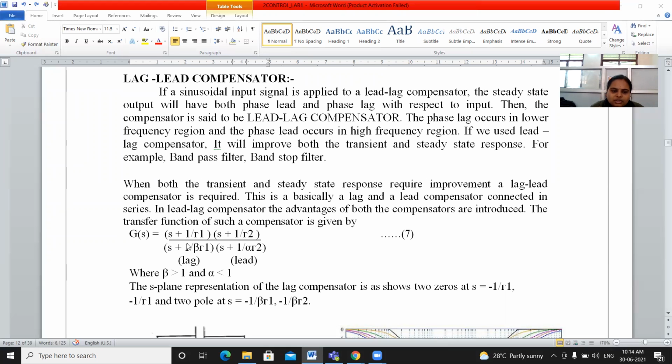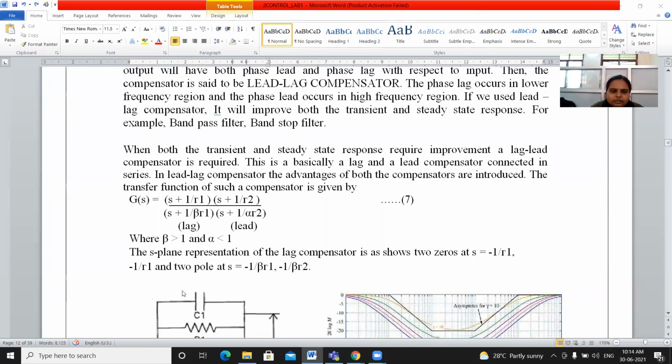Then (S plus 1 divided by beta gamma 1)(S plus 1 divided by alpha gamma 2). This is for lag and this is for the lead compensator, where our beta is greater than 1 and alpha is less than 1. The S-plane representation of a lag lead compensator has 2 zeros, where S equals minus 1 divided by gamma 1, and S equals minus 1 divided by gamma 2 here.